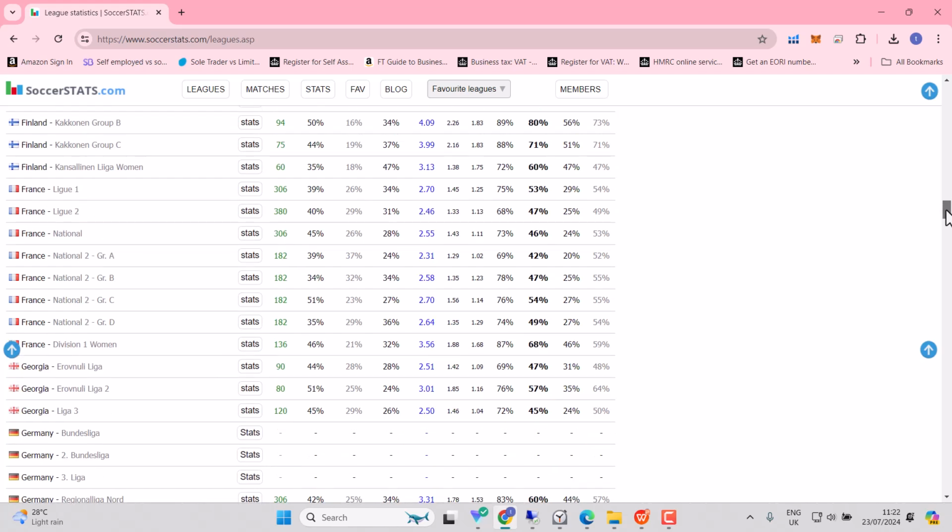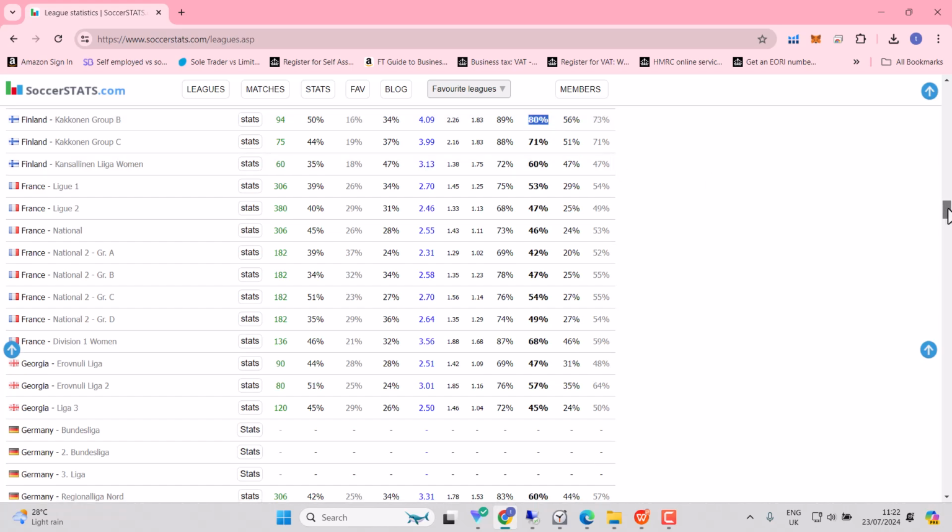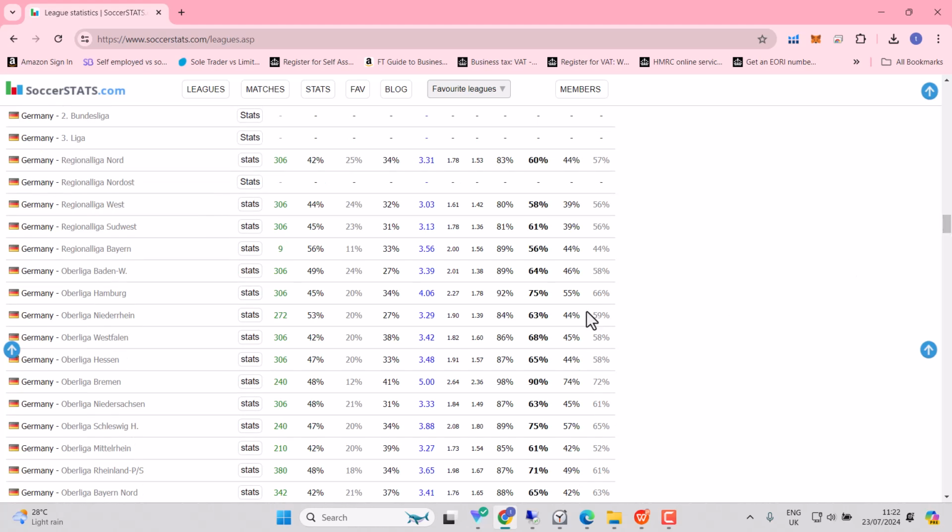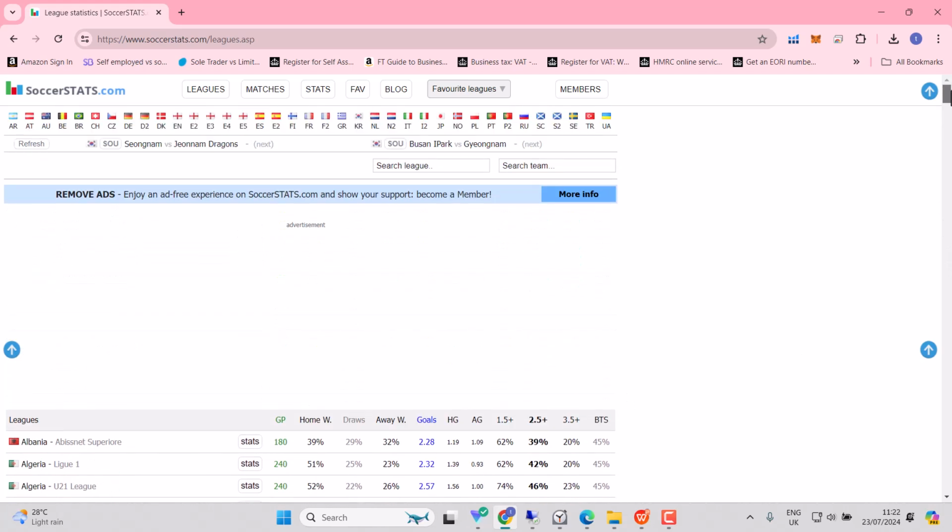So you can use this to prepare for the new season if you want. Focus on sides. Look at that, 80% over 2.5 goals in the Kakkonen Group B. So you can formulate your own strategies. How about that? 90% in the German Oberliga Bremen. But alas, it's not that tradable. You can have a look at the matches as well.